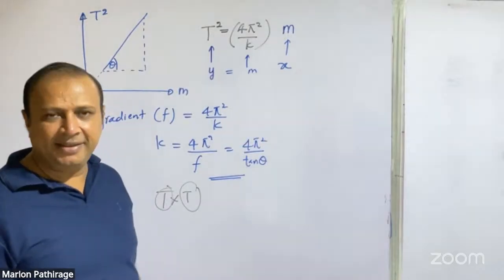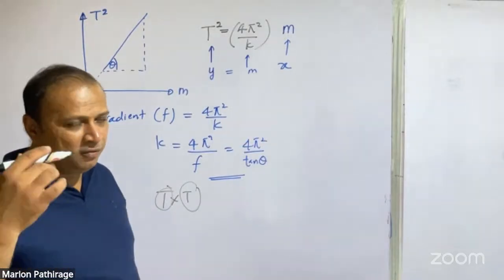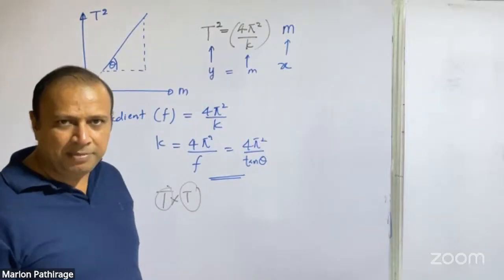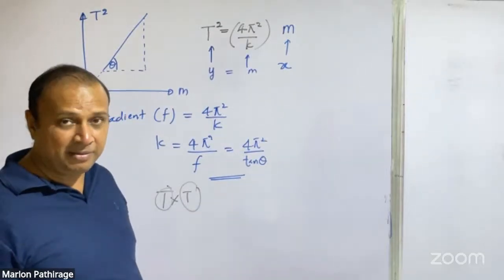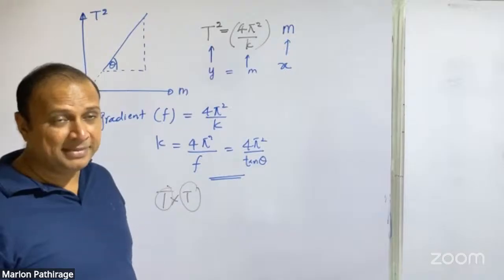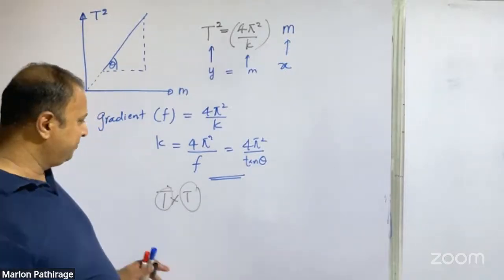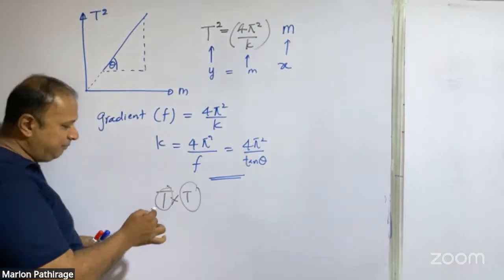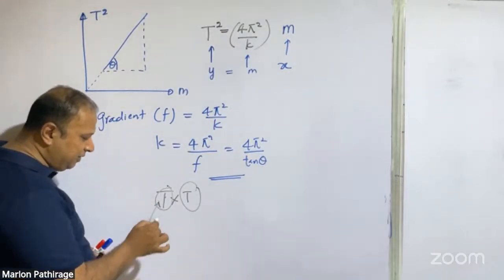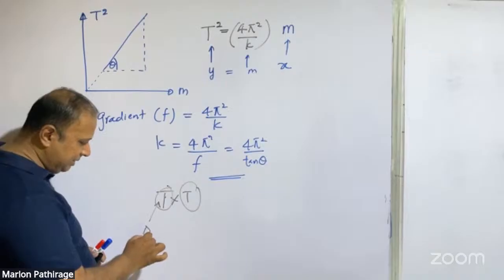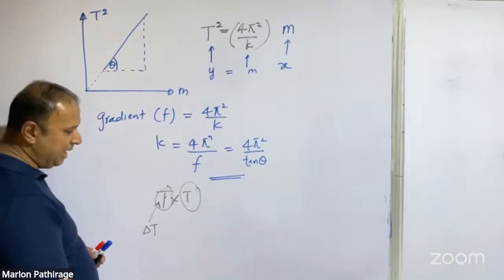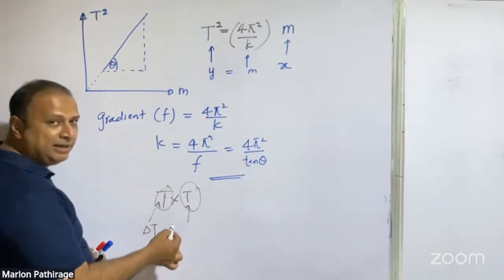And therefore, when we are multiplying the same variable, suppose the error of this variable is delta t, and the error of this variable is delta t.